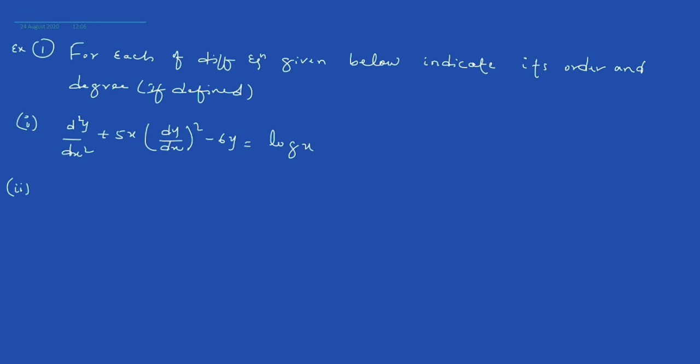Second question: (dy by dx) whole cube minus 4 times (dy by dx) whole square plus 7y, which is equal to sin x, right? Question number 3.